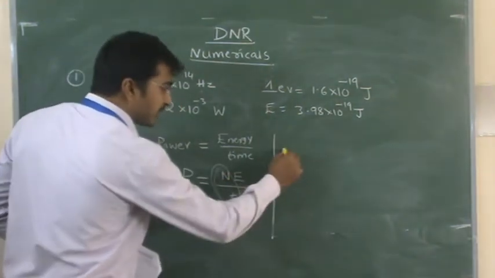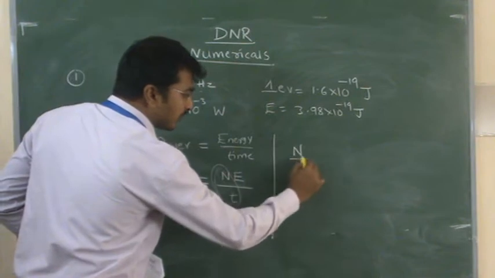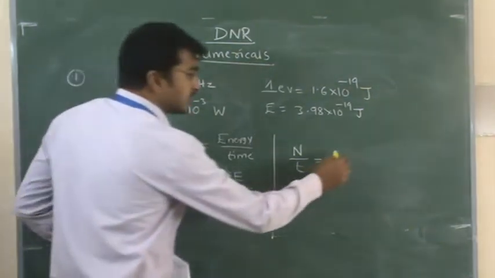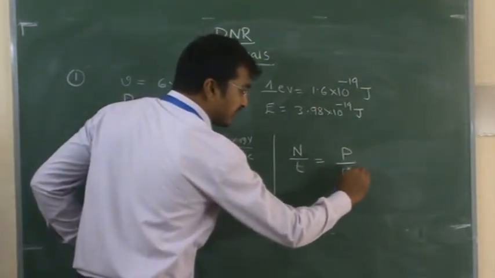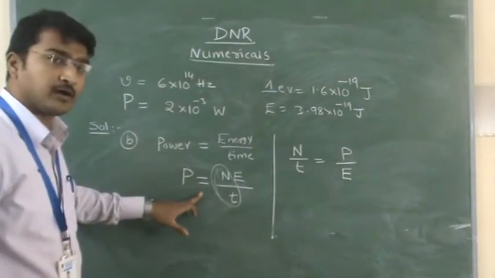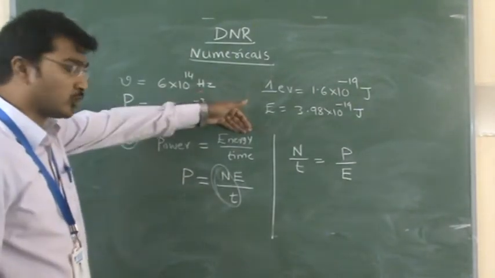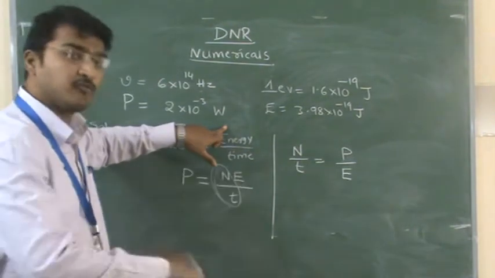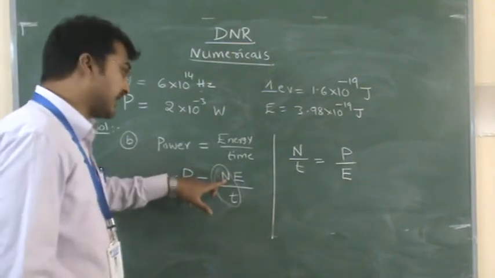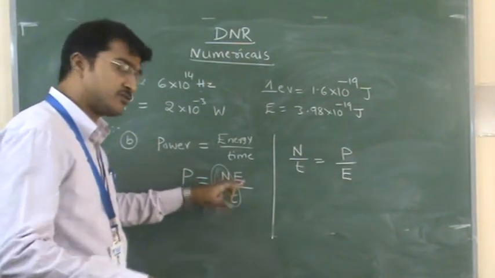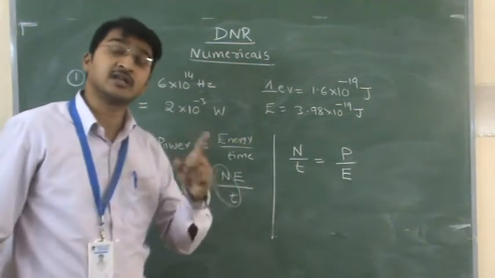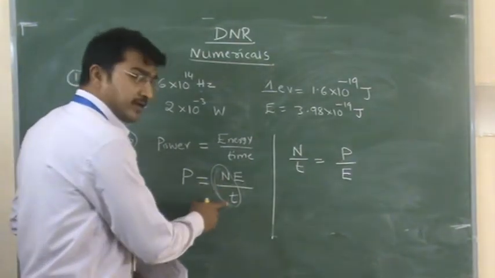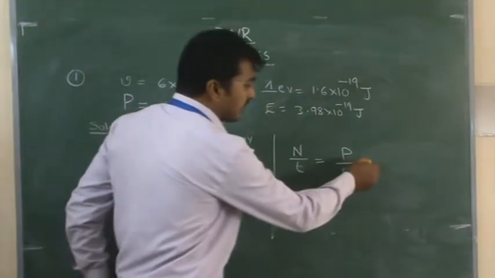So what is the N by T value? That implies n by t, the number of photons per second, equals, if you take this E to the other side, it goes to the denominator, so power divided by energy. This is a formula, remember it. Power equals total energy by time. Here the total energy of the laser is because of all photons. Let us assume n is the number of photons and E is the energy of each photon. So n times E represents the total energy of the laser, and t is time. Then n by t equals P by E. We have the P value and we have the E value.